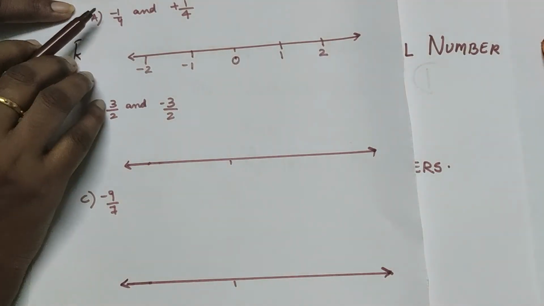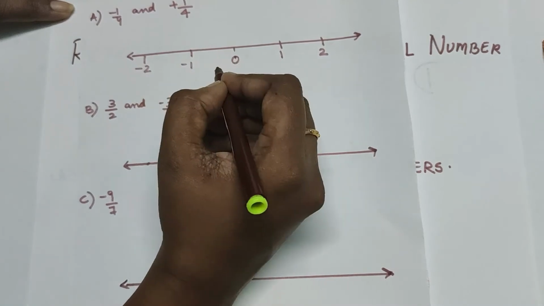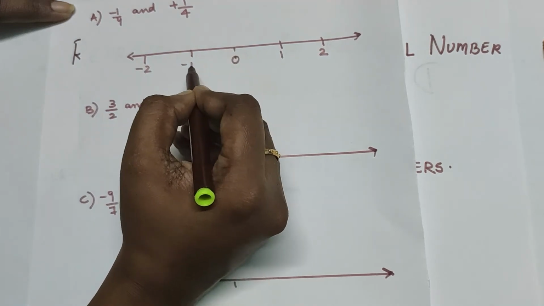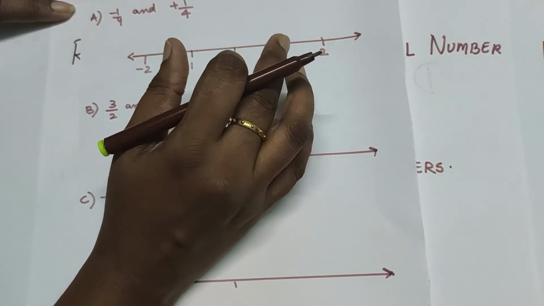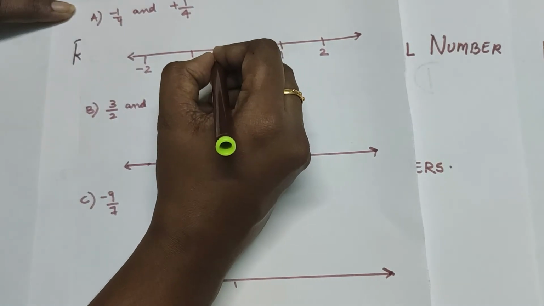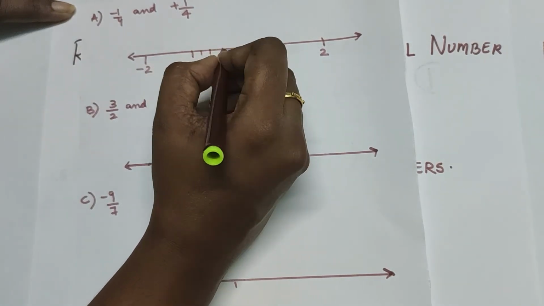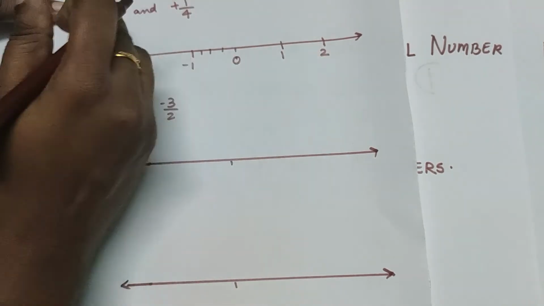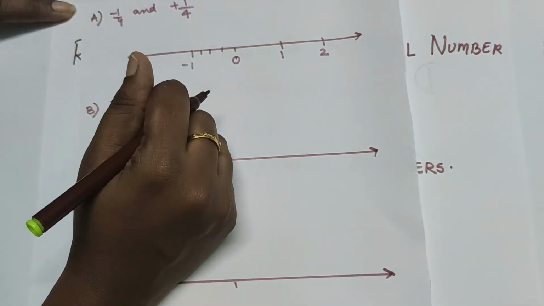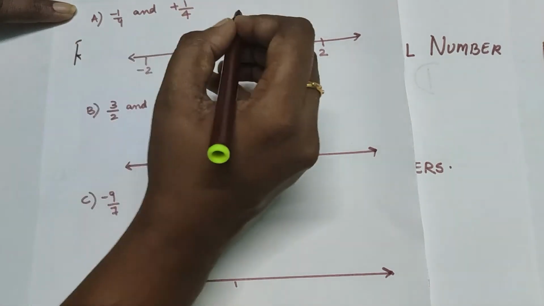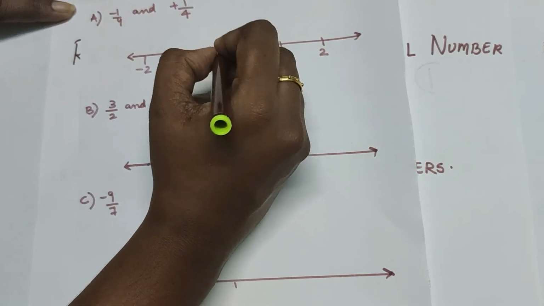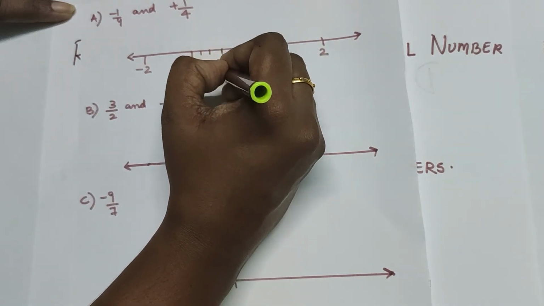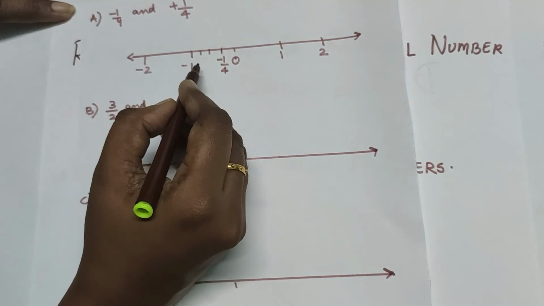Now as -1/4 will lie between 0 and -1, the 4 tells us that between 0 and -1 there are 4 parts. So to divide it into 4 parts, we mark 1, 2 and 3, so I make 3 points of equal length. So 1, 2, 3, 4. It will divide that area into 4 parts. To represent -1/4, the first part on the negative side will be this, -1/4. So this becomes the negative part.